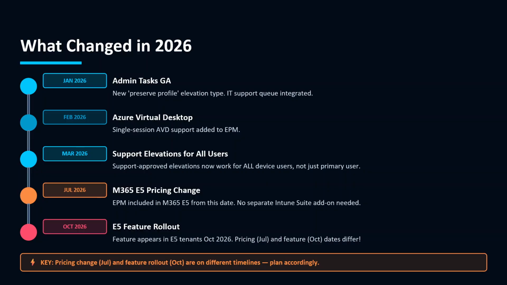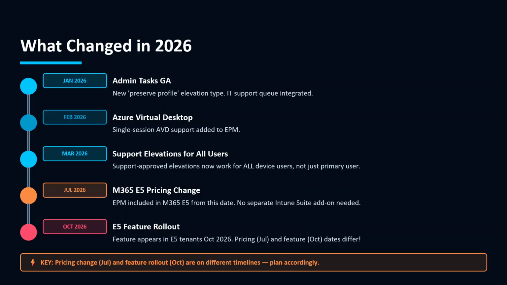In July 2026, the EPM pricing changed. EPM is included in M365 E5 from that date. So if you have E5 in your environment, you don't need to pay an extra add-on license cost. Earlier, there was an approximate $10 cost which organizations had to pay.